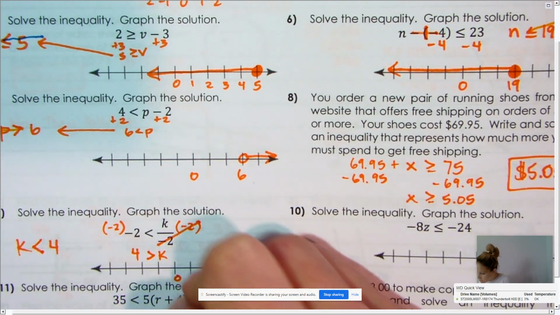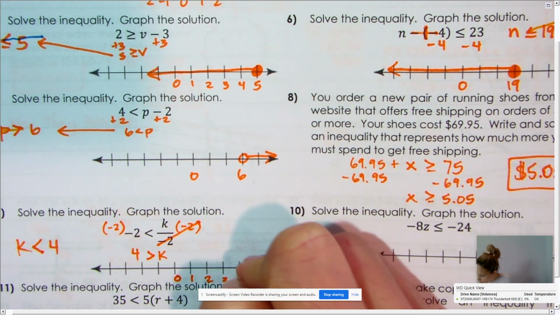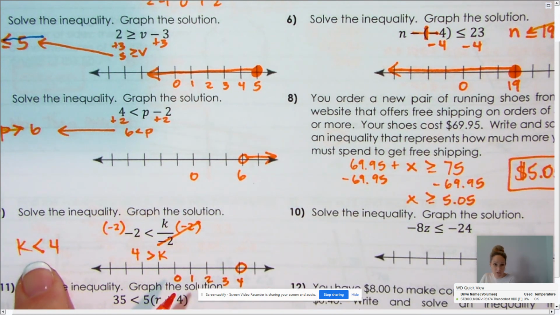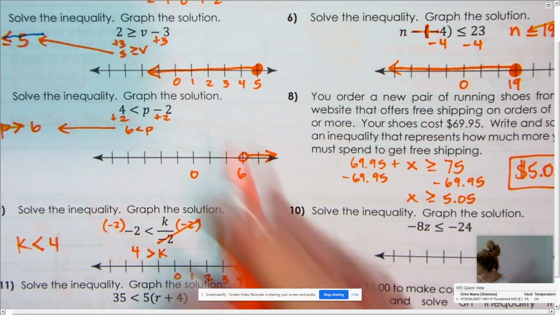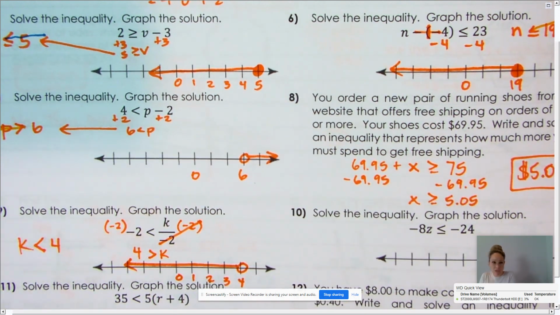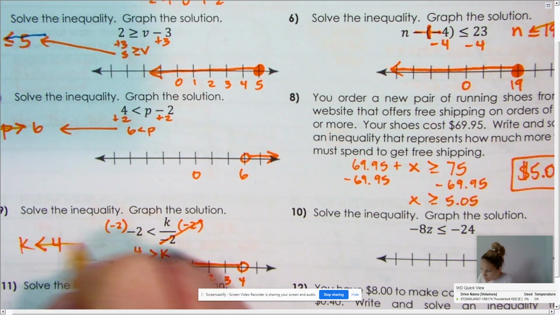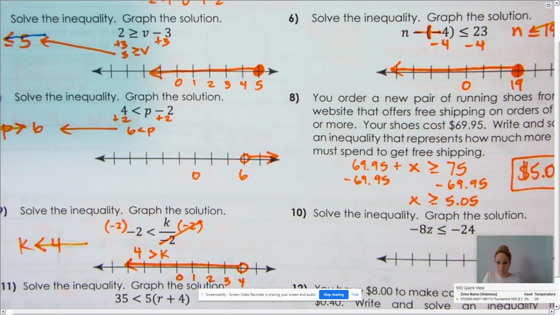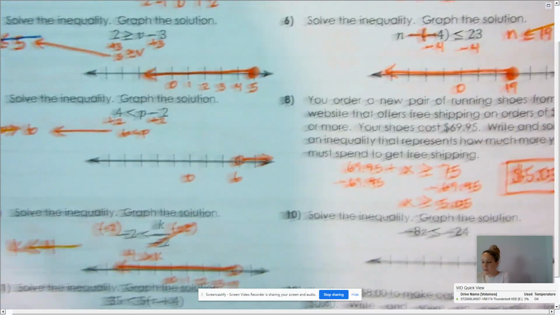So I have 0, 1, 2, 3, 4. Open circle, not equal to, so I don't color it in. And then k is less. So remember, when it's less, we go to the left, or you could think about it as an arrow and it tells you which direction to go. Question number 10, almost there.